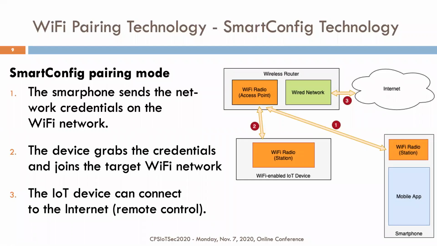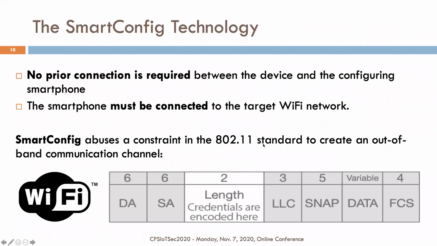With this technology, the smartphone sends network credentials on the same target network, whereas the device from the outside grabs the credentials and joins the network. As a prerequisite, no prior connection is required between the device and the configuring smartphone, and the smartphone must be connected to the target Wi-Fi network, so it must already be paired.